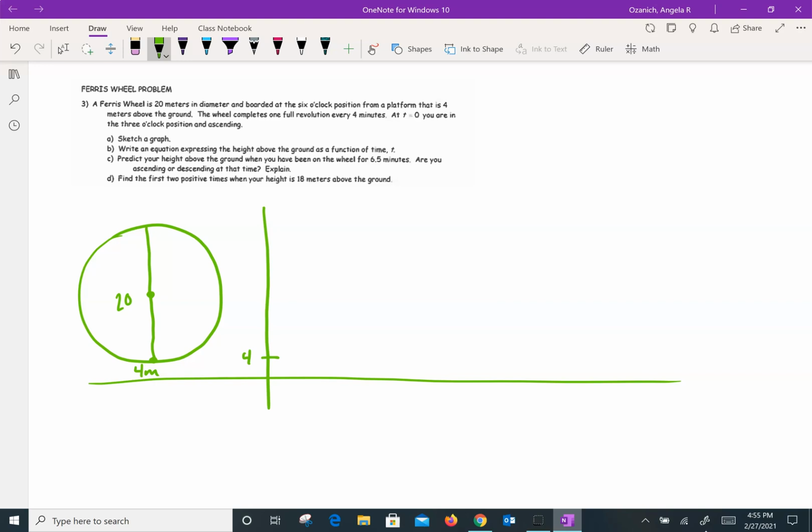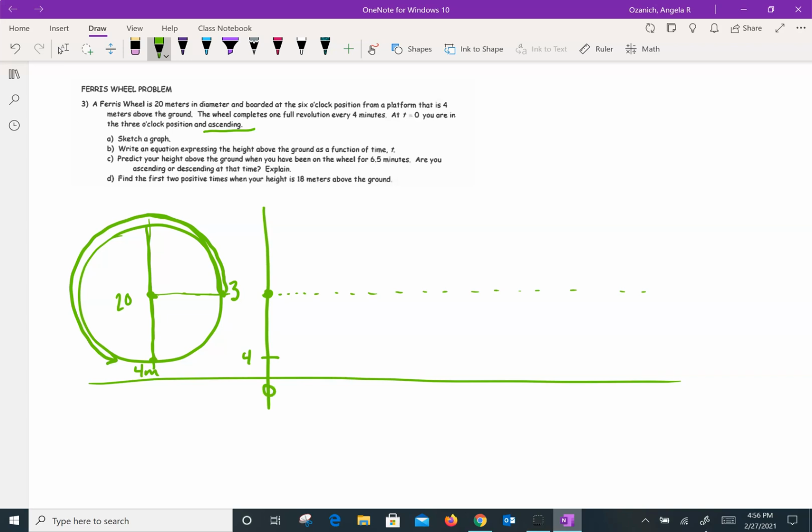All right, important information. It says at t equals 0, you are in the 3 o'clock position, and ascending. What does ascending mean? Where's 3 o'clock? 3 o'clock is right here. And from 3 o'clock, if you're ascending, you're probably going up this way and around your Ferris wheel, going up, up, up to the top. So if that's the case, then right here at my sinusoidal axis, which is going to be right in the middle, we're going to figure out where that's going to be in just a second. That's where I'm starting at time equals 0.